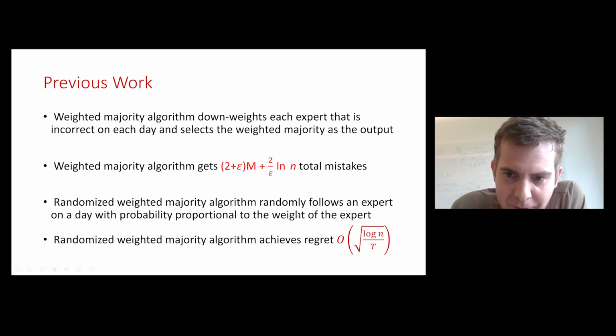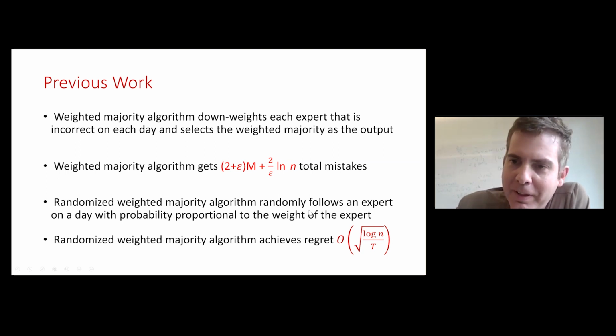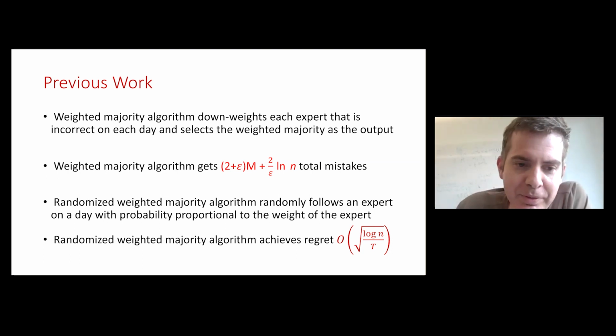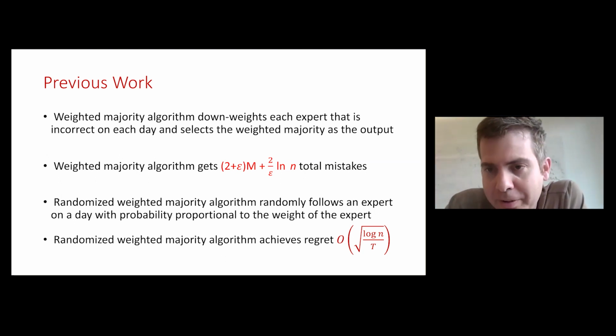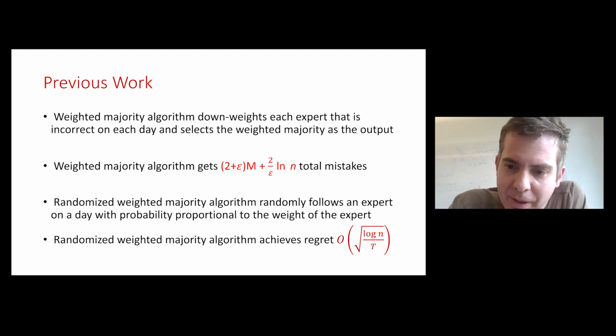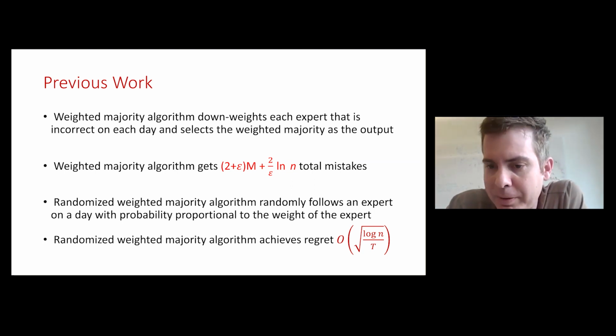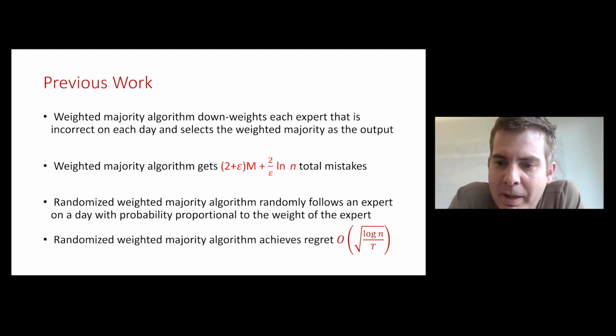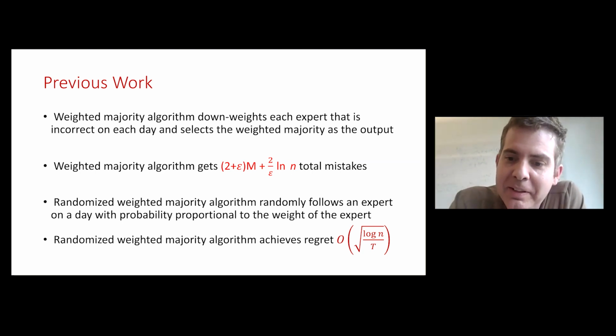The randomized weighted majority does better. You can think of it as you have these weights for the experts, and then you randomly sample an expert proportional to its weight, and just predict whatever that expert outputs. And by setting epsilon appropriately, the regret of this algorithm is order square root log n over t. Okay, so n experts, t days, order square root log n over t. So you make the number of mistakes of the best expert plus t times this quantity, right? Remember, this is normalized by t.